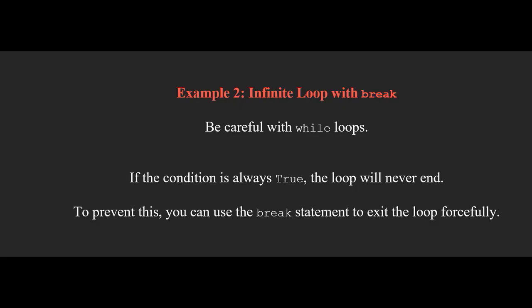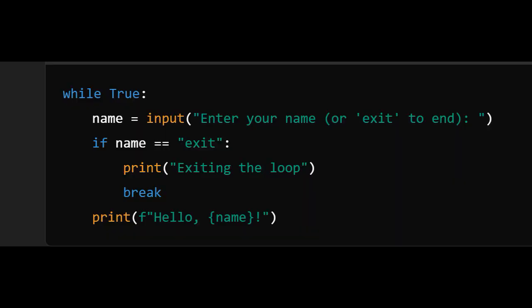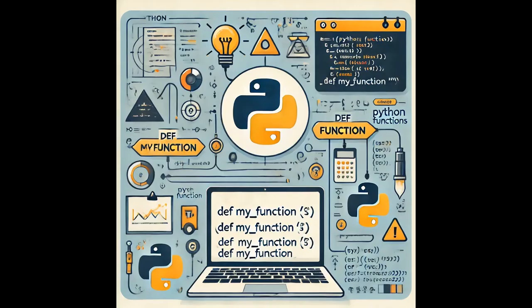Example 2. Infinite loop with break. Be careful with while loops. If the condition is always true, the loop will never end. To prevent this, you can use the break statement to exit the loop forcefully. For example, while True: name = input("Enter your name, or 'exit' to end: "), if name == 'exit': print("Exiting the loop"), break, print(f"Hello, {name}"). This code keeps asking for the user's name until they type the word exit. This is very useful for creating interactive programs.